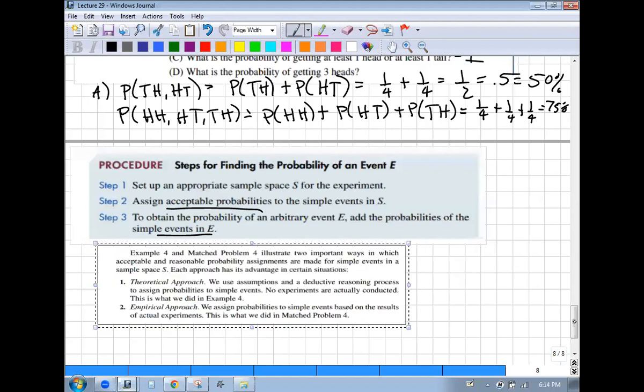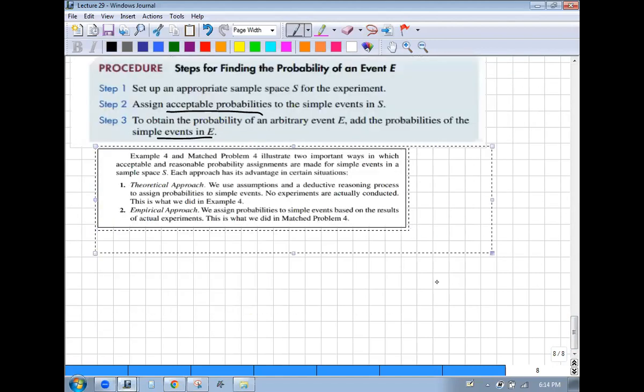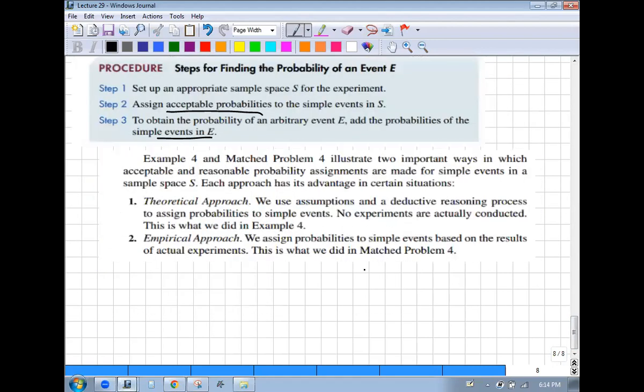Okay, example 4 illustrates 2 important ways in which acceptable and reasonable probability assignments are made for simple events in a sample space. Each approach has its advantage in certain situations. A theoretical approach, we use assumptions and a deductive reasoning process to assign probabilities to simple events. No experiments are actually conducted. That's what we did in example 4.